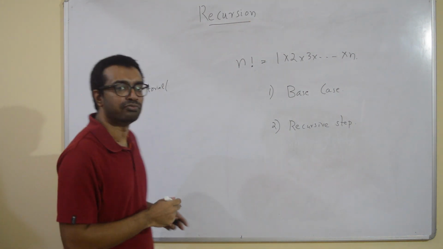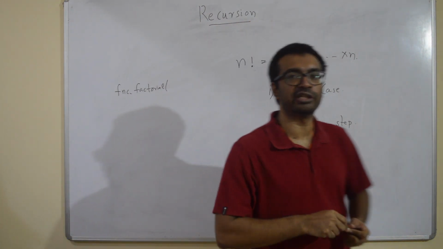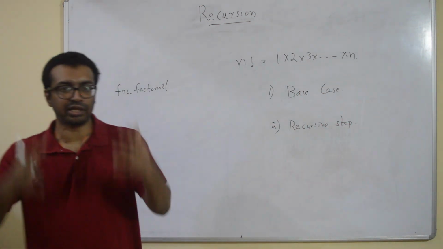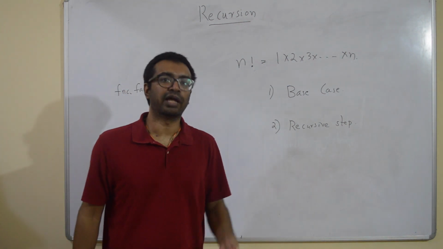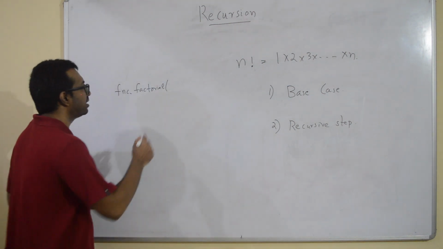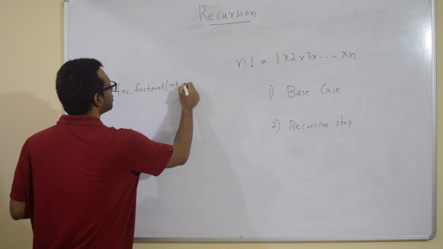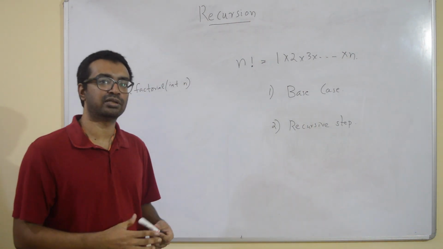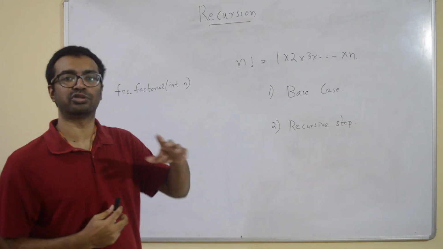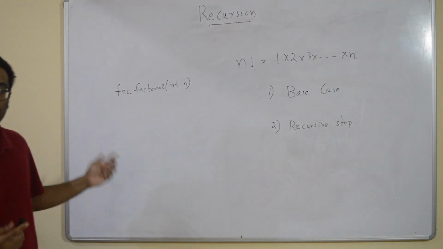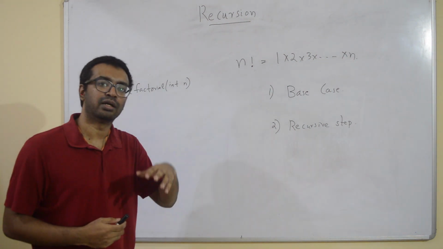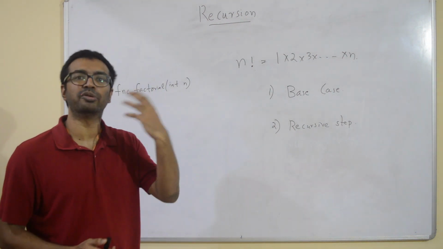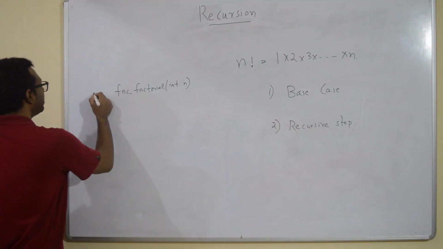Okay. What should the input of this function be? As we know, for factorial, we take a number n and output n factorial, right? So the input should be an integer n. And what should its output be? The output is n factorial, and in C syntax we have to write the type of output. What is the type of output here? The type is also going to be integer. So we have to write int.